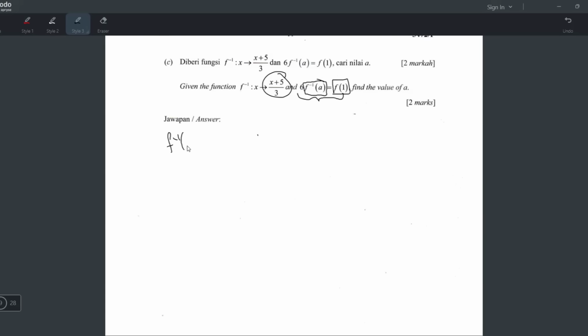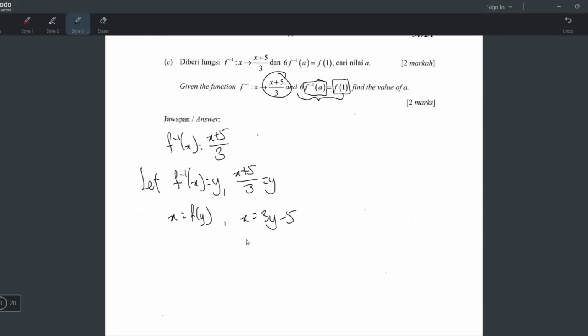Alright, if they give f inverse x and you want to find fx, what is the way? Easy, just let both sides equal to y. Let f inverse x equals to y. The other side also equals to y. And then for both sides you make x the subject. So for this side you make x the subject, f inverse goes over to become fy. And then here also you find x, because x is the fy. So x equals to y times 3 is 3y, plus 5 becomes minus 5. And since x is fy, so fy equals 3y minus 5. And therefore your fx is 3x minus 5. But they want f1, right? So later you replace x with 1.